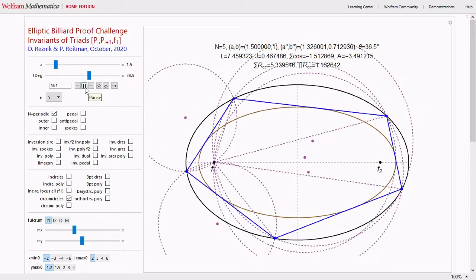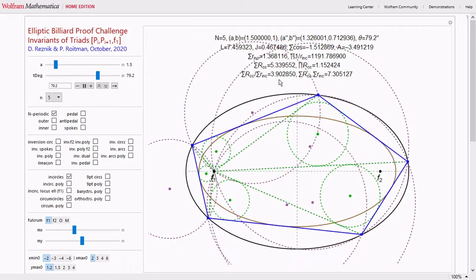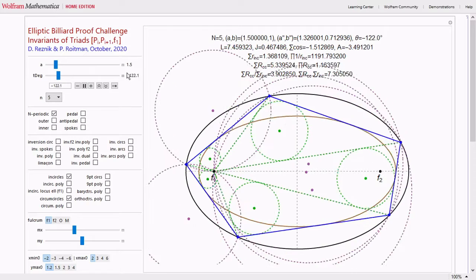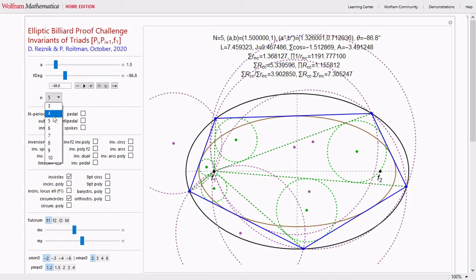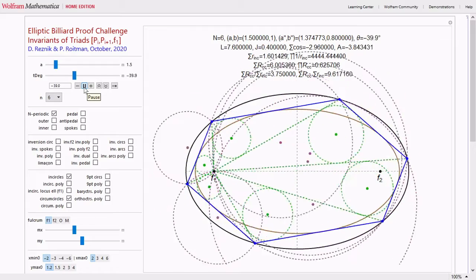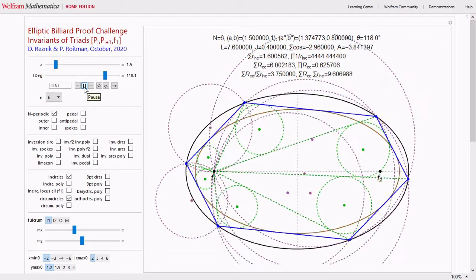Now, here's the claim. Let's draw both constructions together. The claim is the ratio of the sum of circumradii by the sum of inradii is invariant for any n. So 3 periodic, 4 periodic, 5 periodic. So here we see that ratio being invariant for n equals 5. Let's repeat this construction for n equals 6, for example. With n equals 6, I get invariant sum of circumradii divided by the sum of inradii.